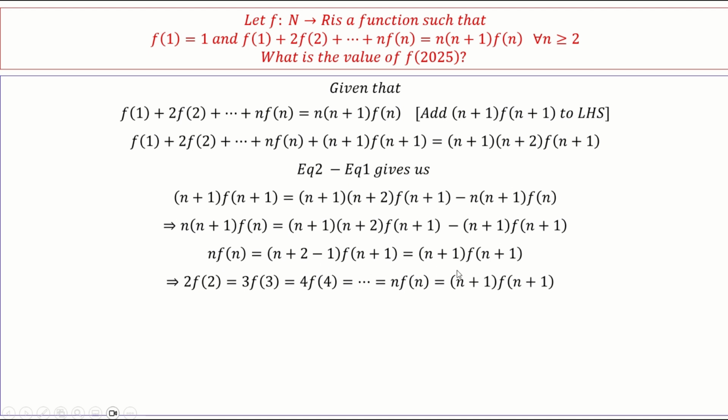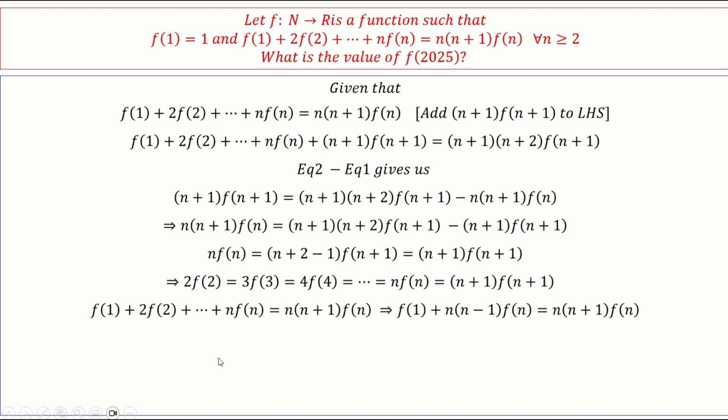Okay, which is nothing but n plus 1 into f of n plus 1. So n into f of n is equal to n plus 1 into f of n plus 1. This is what we have proved now, correct? Which means 2 f of 2 is equal to 3 f of 3 equal to 4 f of 4, up to n plus 1 f of n plus 1. Correct?